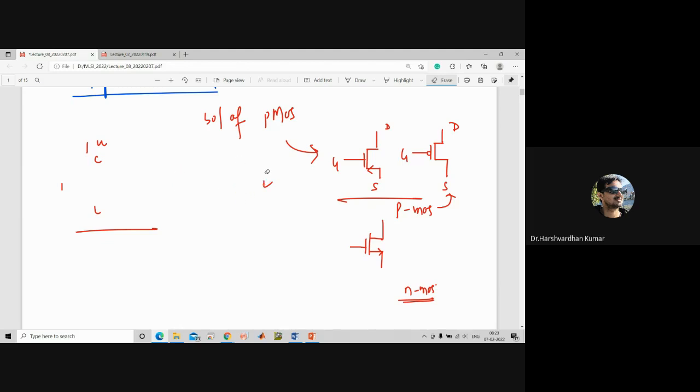Okay, so let us focus. Because today I have to go to office, so let us focus on the CMOS transistor, that is an inverter, and how it will work.